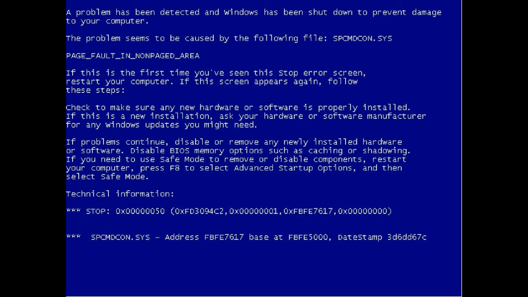The last thing you could do, or the last resort you could do, is reinstall your computer with a new operating system. That might fix your blue screen of death.